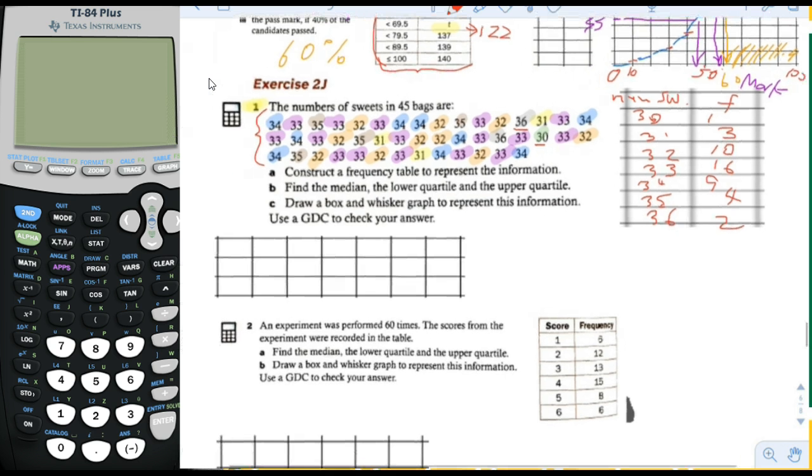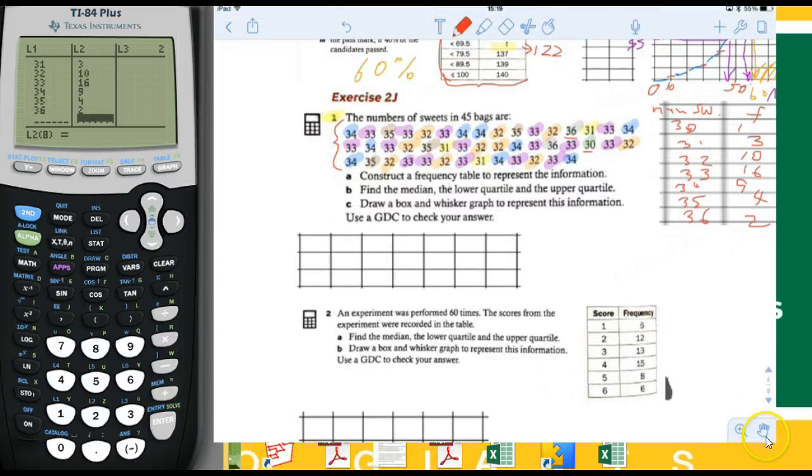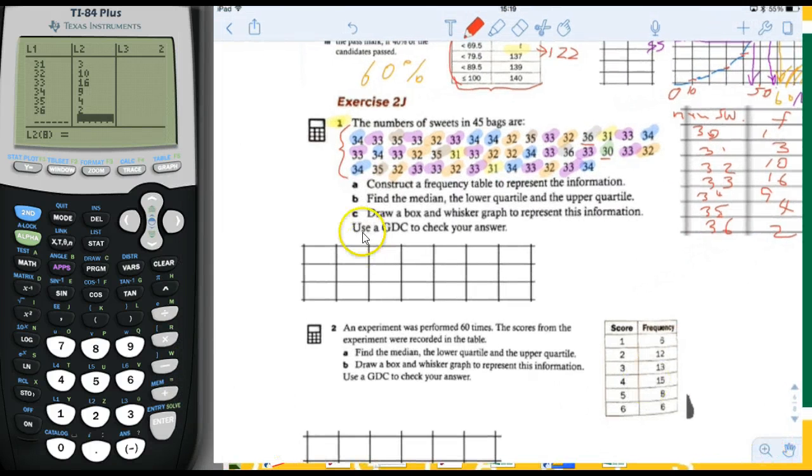Now we're going to make a box and whiskers plot based on this, finding out what the median, the lower quartile, and the upper quartile are. And the way we're going to do it is with the GDC. Okay, so we're going to let the GDC figure out what the median, etc. is. So we're going to put it into stat edit, and we're going to fill up the table in L1 and L2. Okay, so now we have the table done in the calculator. We have the data in L1 and we have the frequencies in L2.